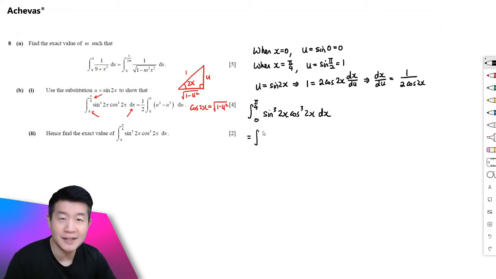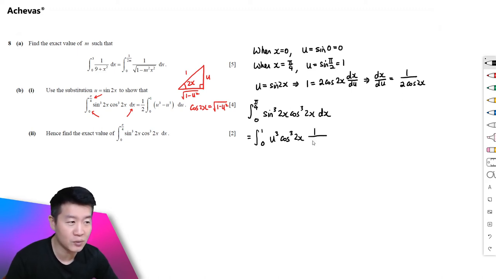Okay, let's replace the essentials, which are convenient enough to replace first. So 0 is going to be replaced by 0. Pi over 4 is going to be replaced by 1. Sine 2x, we can very easily replace, so I'm going to replace it by u to the power of 3 immediately. But cosine 2x is not as easy to replace, so I'm going to hold on the replacement. We need to replace it ultimately, okay? But let me just hold on for a while for the replacement.